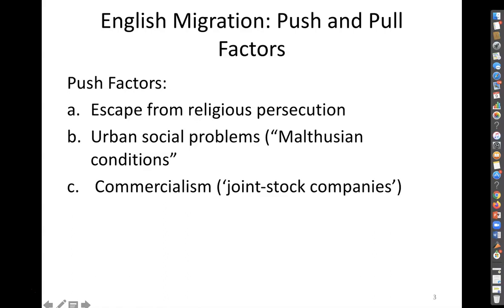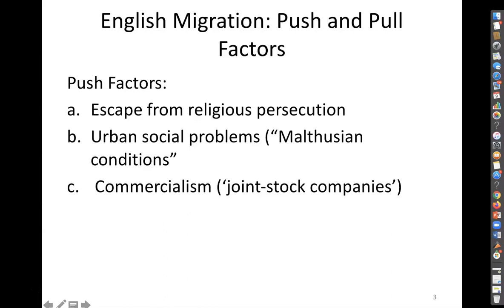Pull factors are those factors found in the migrant's place of settlement, all right? Those factors found, in this case, in the New World, that basically shape the migrant's decision. To be specific, the English person's decision to move from England to the New World.